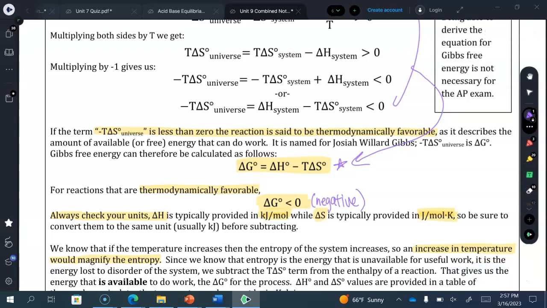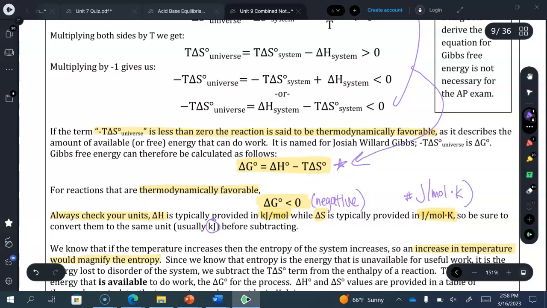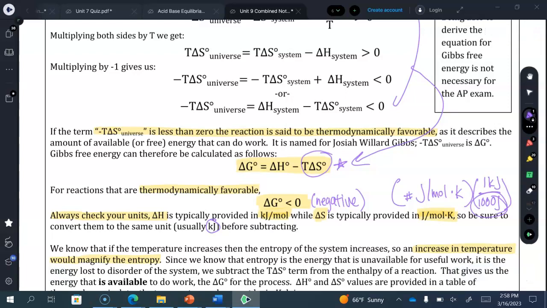Okay. Always check your units, where enthalpy, or delta H, is typically provided in kilojoules per mole, and entropy is typically provided in joules per mole Kelvin. So be sure to convert them to the same unit, and it's usually kilojoules, before subtracting. So if you have a number of joules per mole Kelvin when you are doing your math, I like to just tack on that 1 kilojoule is 1,000 joules to remind myself I need to divide this term by 1,000 to get kilojoules, so that way my math works out. So you've got to make sure your units for energy, or joules, match each other.